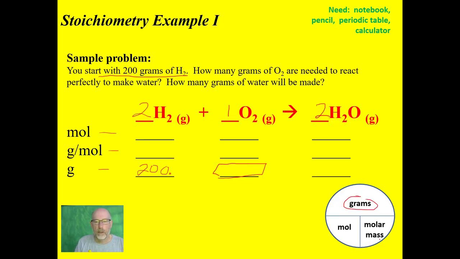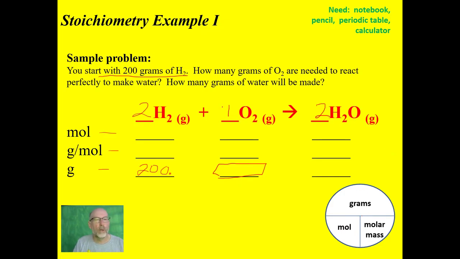And this circle is a really cool calculator. If you want to calculate something like grams, you take your hand and cover up grams, and you're left with an equation: moles times molar mass. If you wanted to calculate moles, you would cover up moles with your hand, and you're left with the equation grams divided by the molar mass, the grams per mole, and that'll give you the number of moles.